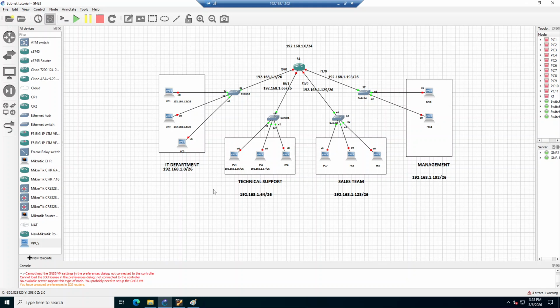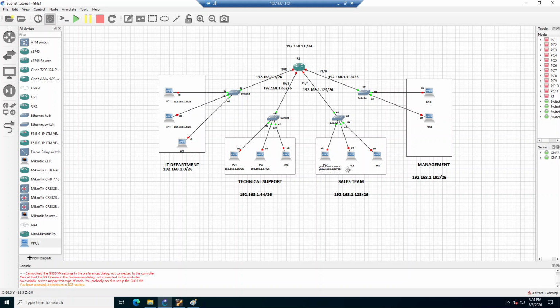Let's say we have this network. We need 4 smaller networks for 4 different departments in an organization. So we subnet it into /26 networks. A /26 subnet gives 64 IP addresses per subnet, 62 usable hosts.